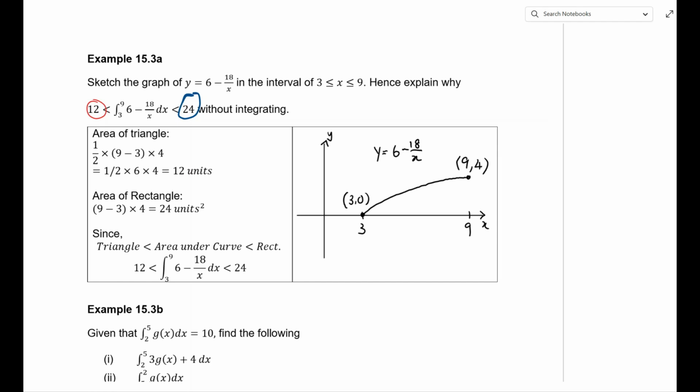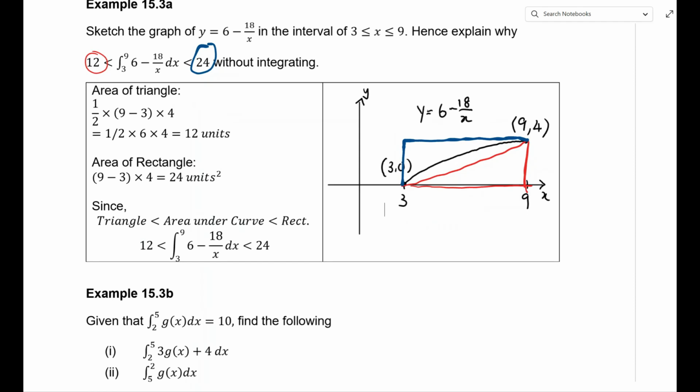Now let's mark it out. The area of the triangle we're trying to find is this triangle. And the area of the rectangle we are finding is this rectangle. This is because we can see that the triangle that we marked out is within the area under the curve. So the area under the curve will always be more than the area of this triangle. However, the area under the curve is within the area of the entire rectangle. That's why the area of the rectangle is our upper boundary.